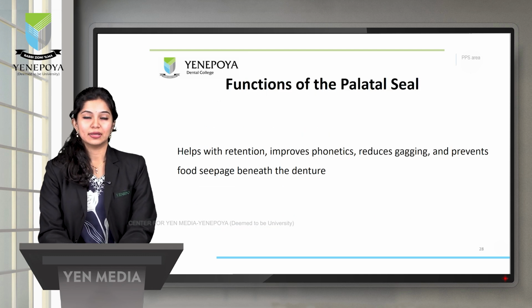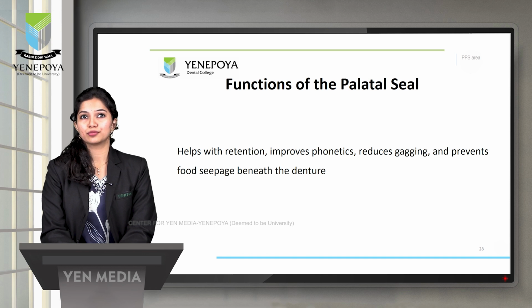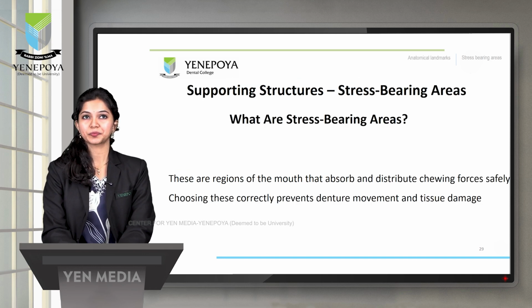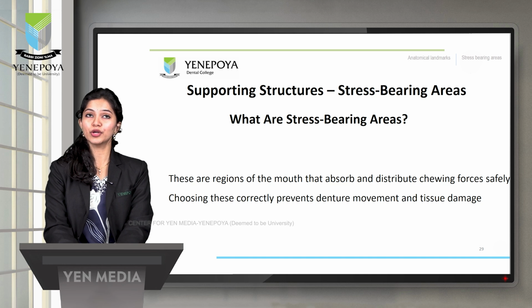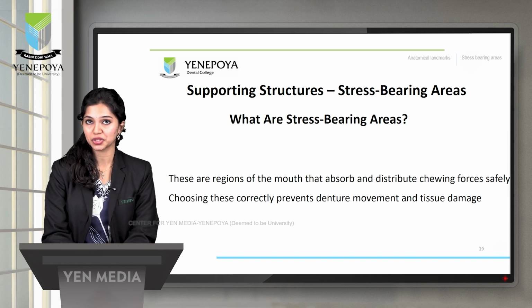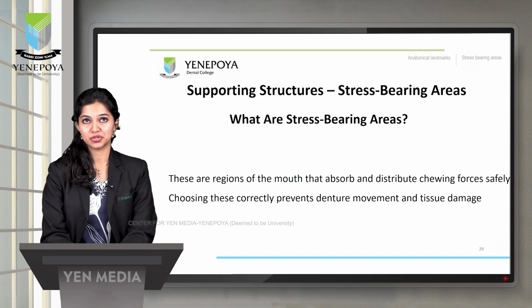So just a quick recap. It helps with retention, improves phonetics, reduces gagging, and prevents food seepage beneath the denture. Now, we have covered limiting structures. Moving on to supporting structures.